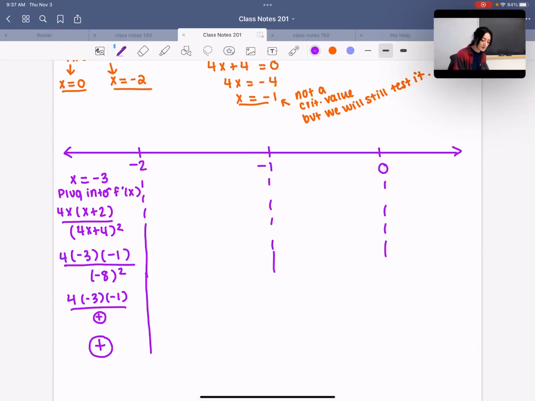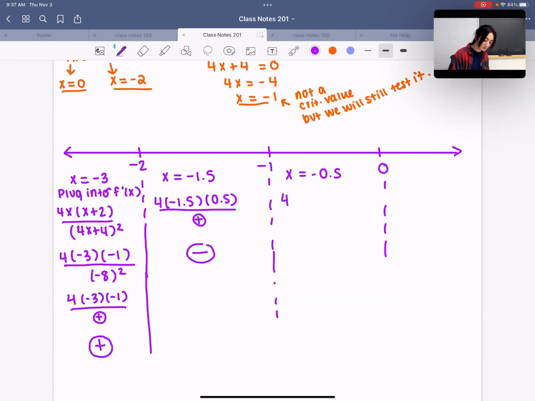Okay. Next, let's plug in x equals maybe -1.5, right? That's a number between -1 and -2. We've got 4 times -1.5. -1.5 plus 2 is 0.5 over something squared, so something positive. Okay, is this going to be negative or positive? What value am I going to get here? Negative, right? Okay, now we need a value between -1 and 0, so maybe -0.5.